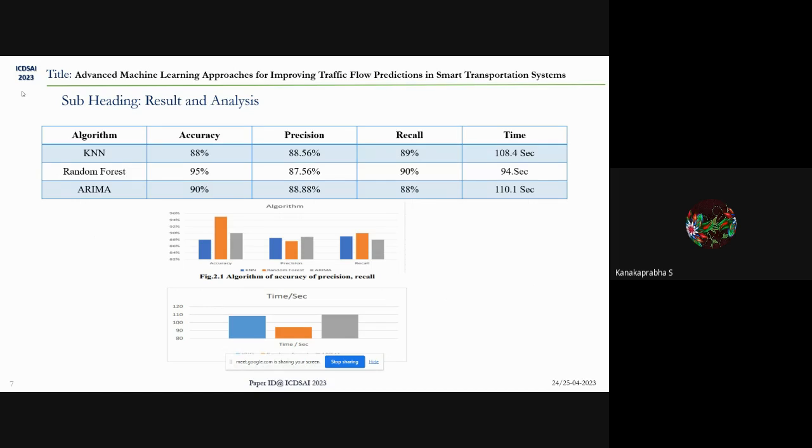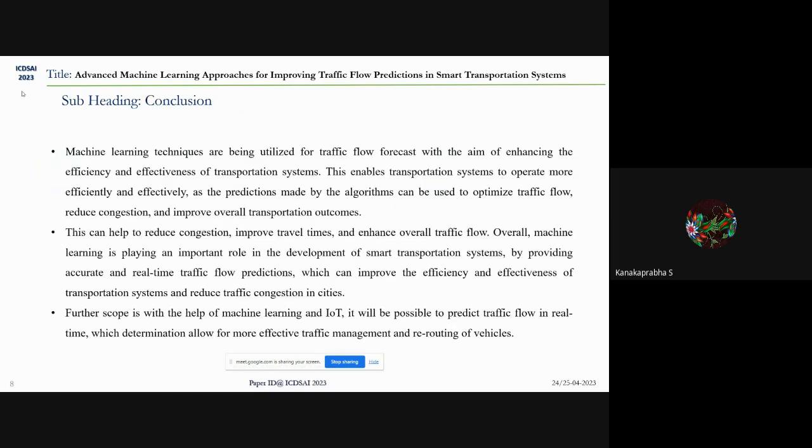So this is our result and analysis. Here we are using three types of algorithm: KNN algorithm, random forest algorithm, and ARIMA algorithm. Compared to the others, you can see the accuracy displays 95%, and precision and recall also. We can reach this, and it is used to reduce the time traversals. The time traversals will reduce by 94 seconds compared to other algorithms.